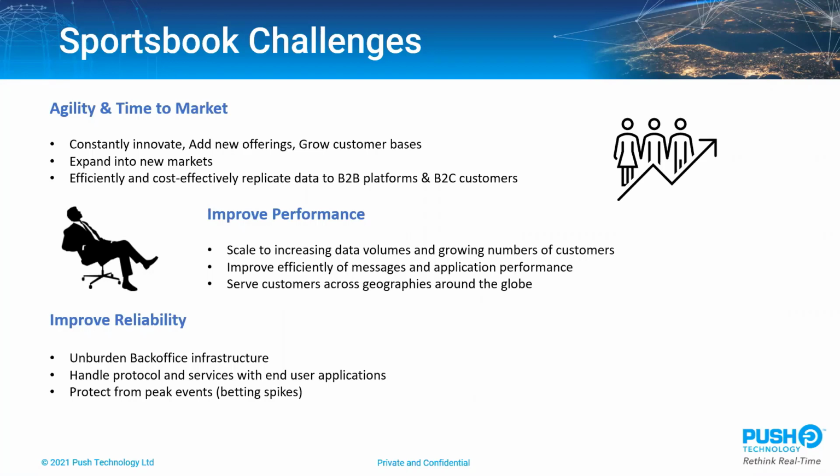So again, unburdening the back office infrastructure, as I spoke about earlier, handling protocol and services with end user applications. So we're abstracting the high volume of transactions and streaming data into the network, into the intelligent event data streaming platform itself. And then protection from peak events. Applications can continue to process the bets if the volume is abstracted into the network, providing a reliable environment. And I think we've seen an example of that recently inside of the Super Bowl betting that had occurred.